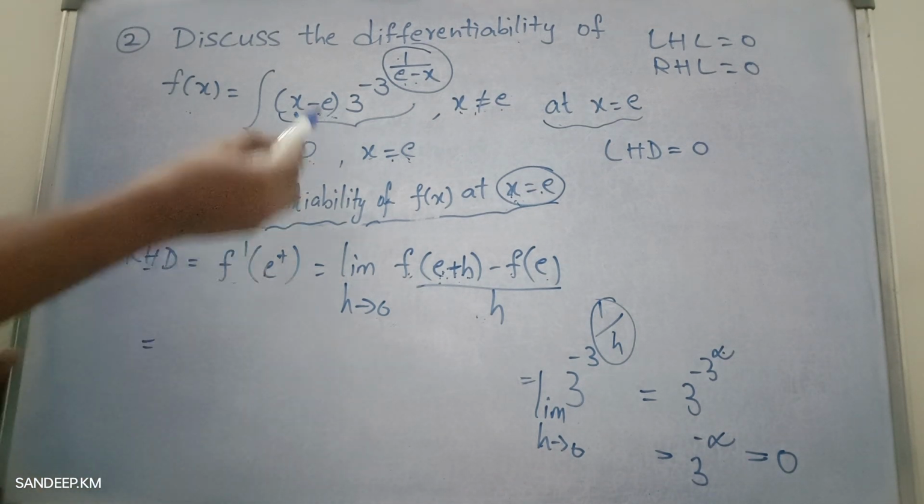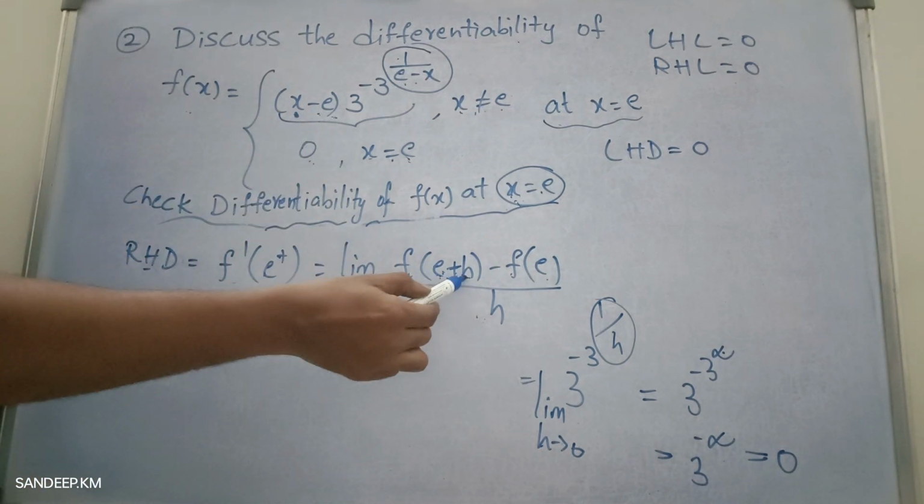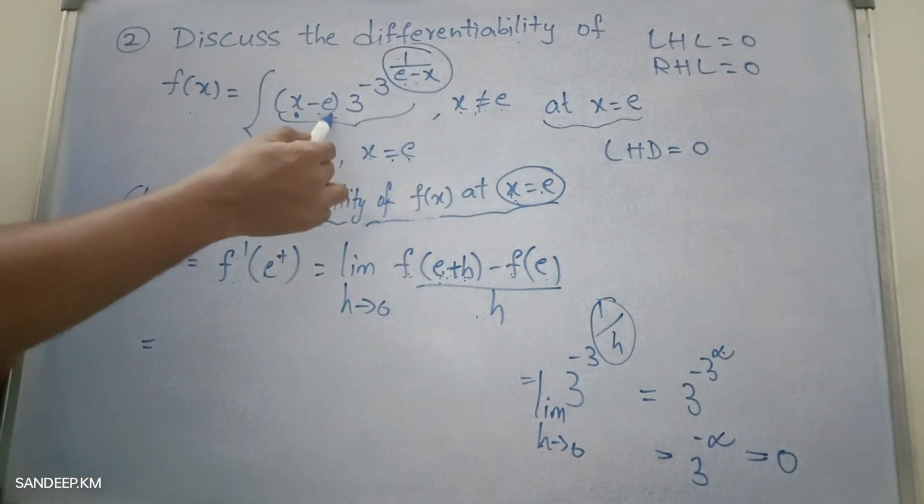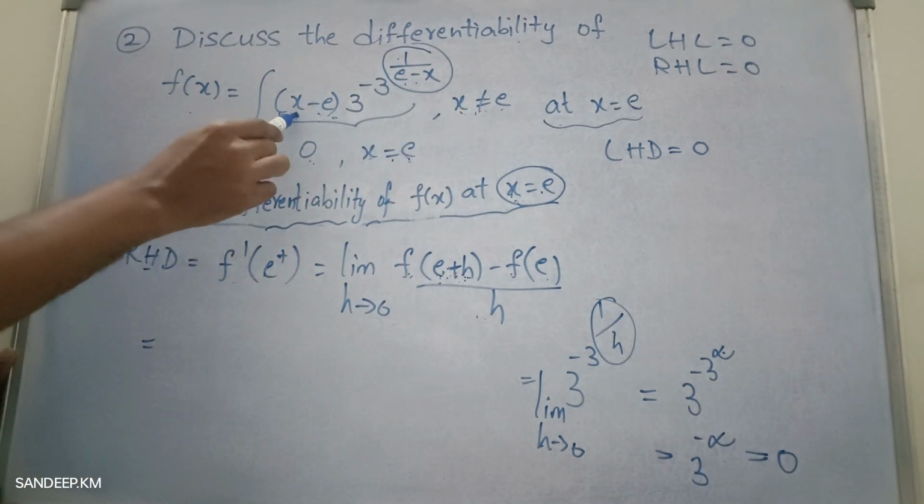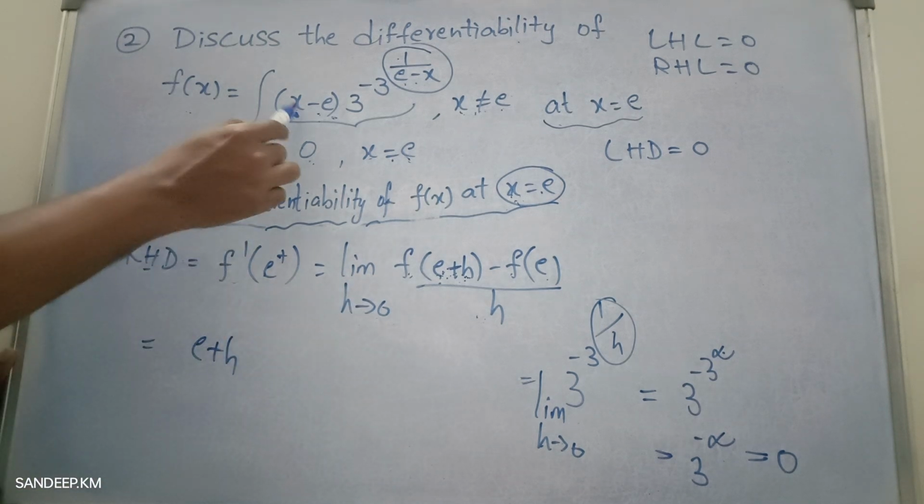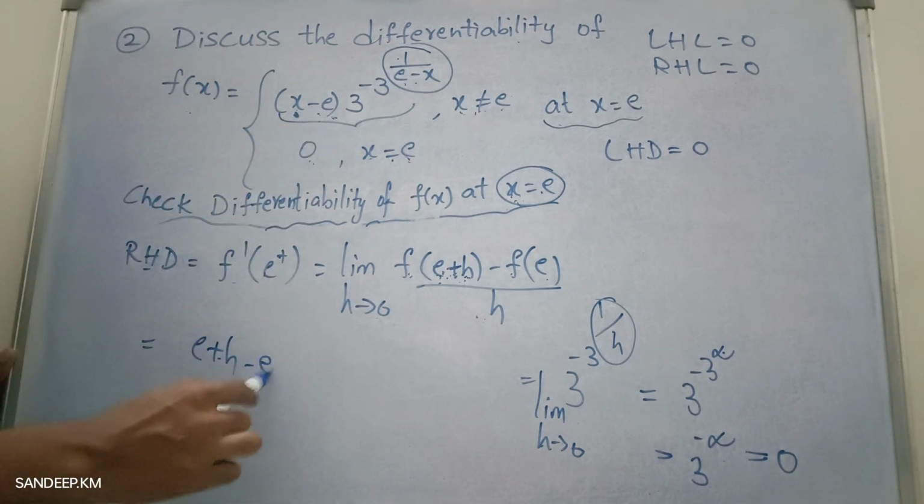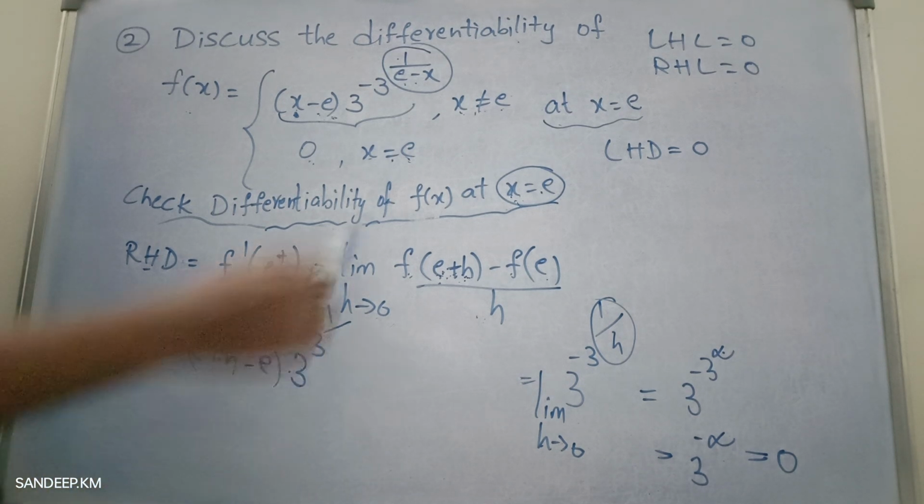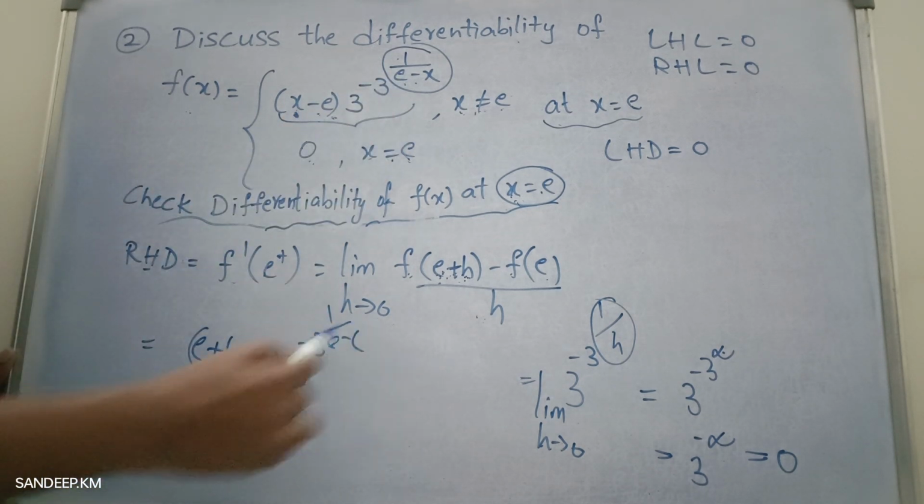So I'm going to use this function again. Input e plus h is not equal to e, so I can use this function now. Instead of x, I'll write e plus h. Instead of x, I wrote e plus h in this: 3 power minus 3 power 1 divided by e minus of e plus h.